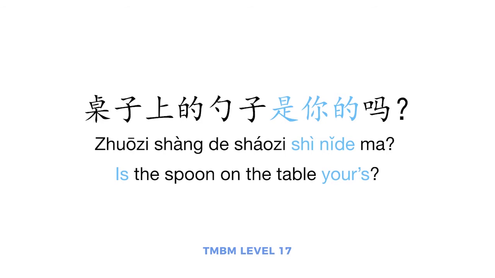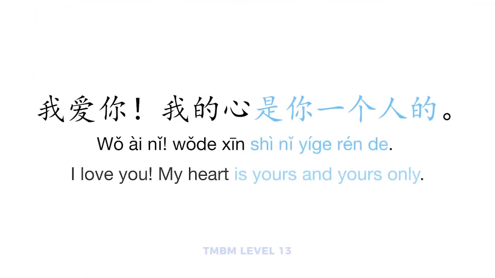So obviously the point is yours. Right? That's the crux of the matter, isn't it? That's what you're trying to figure out. So you put that between 是 and 的. The second sentence here would be 我爱你, I love you. 我的心是你一个人的. My heart is yours and yours alone.